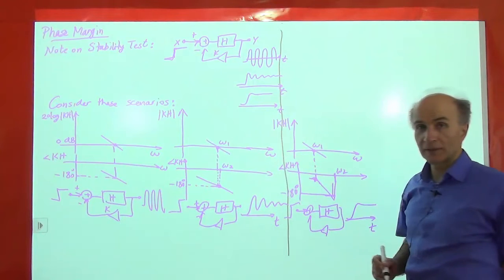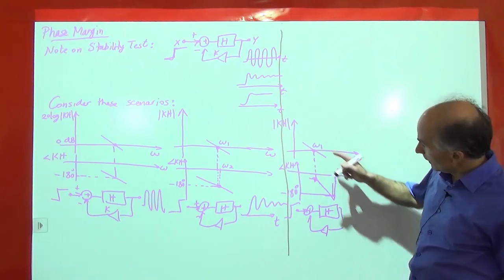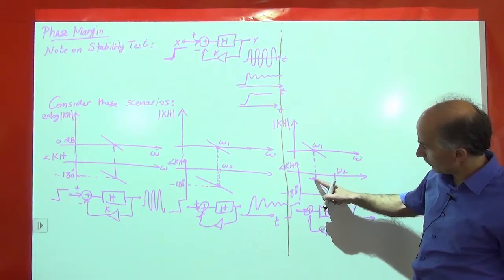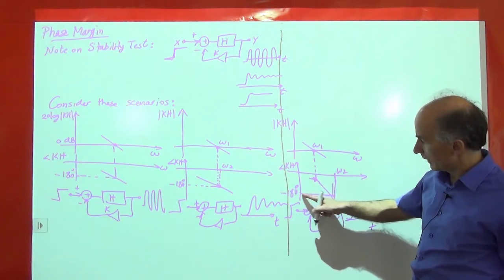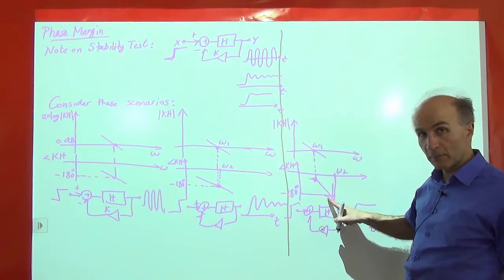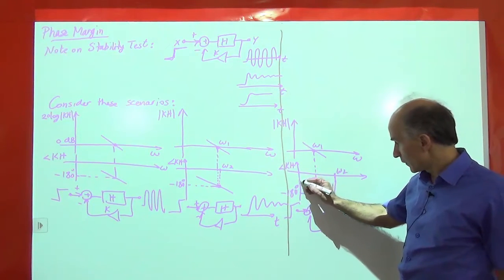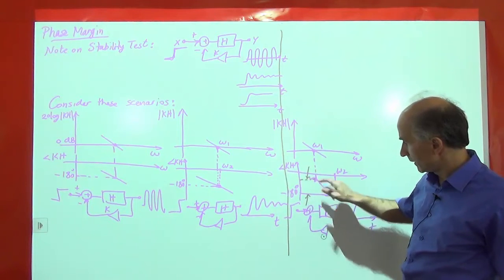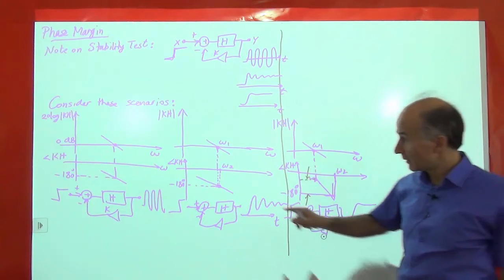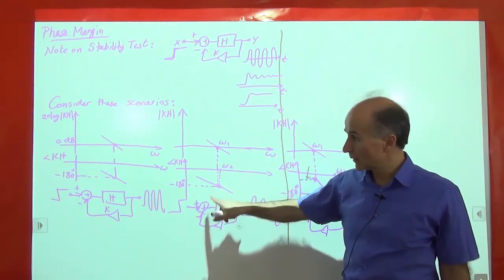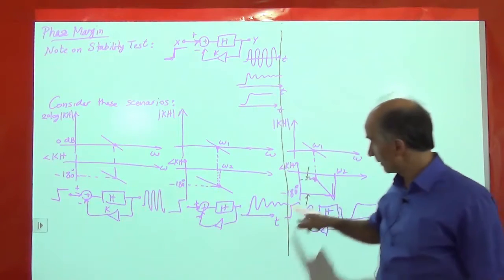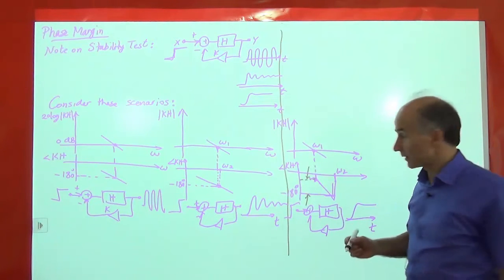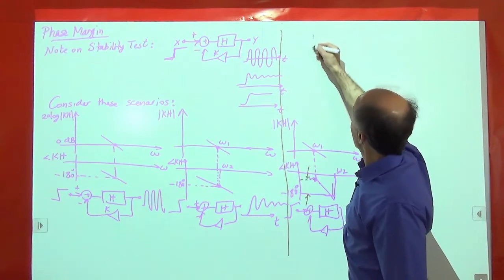So first we're going to define something. Remember that the phase at this frequency is sufficiently more positive than the dangerous value of minus 180. So this difference is a margin. Here the margin is very little. Here the margin is 0. Here there's some margin. So we're going to call that the phase margin.